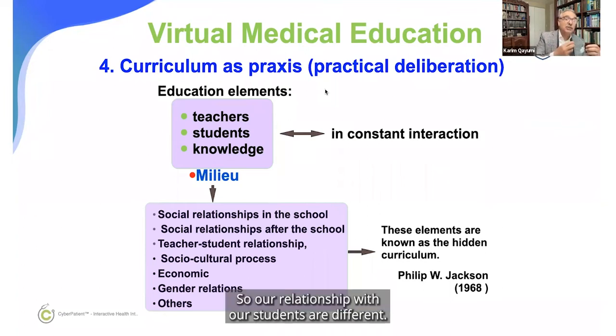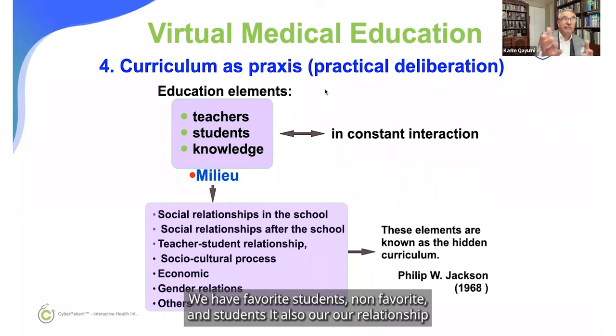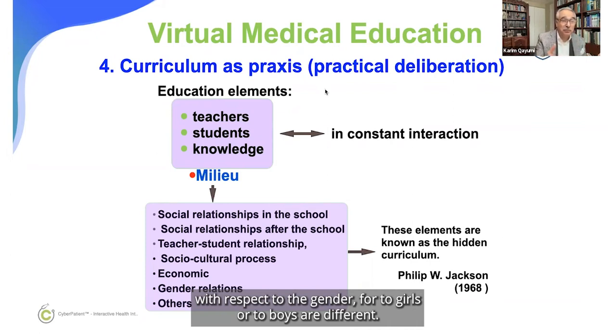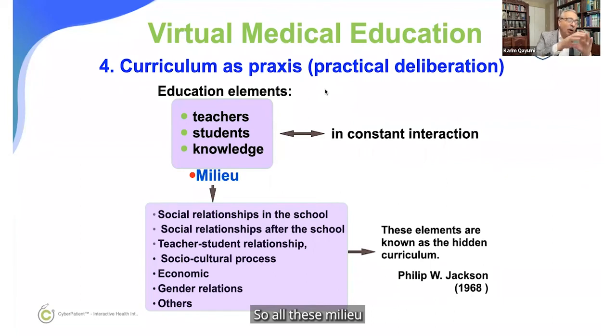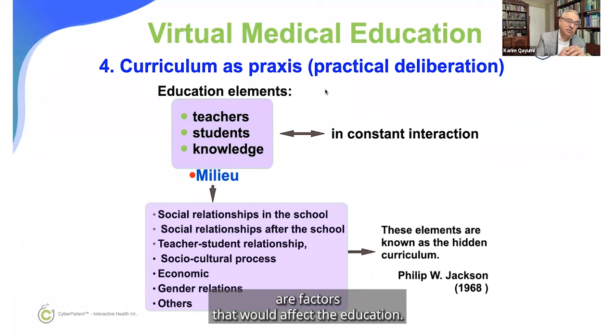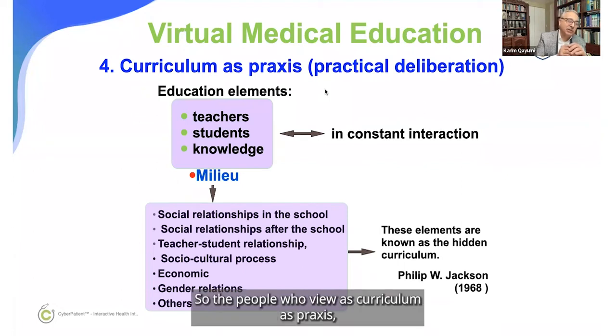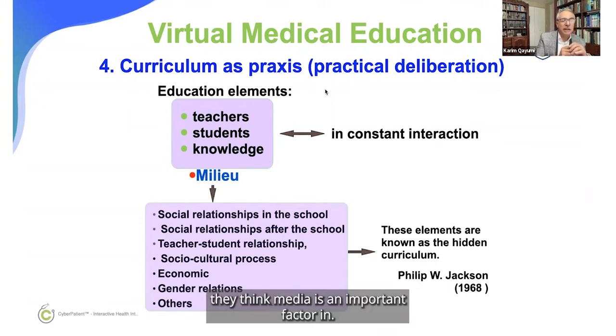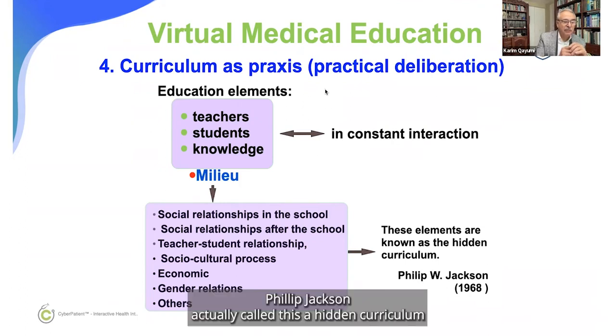So our relationships with our students are different. We have favorite students, non-favorite students. And also our relationships with respect to gender, to girls or to boys, are different. So all these milieus are factors that would affect education. So the people who view curriculum as praxis think milieu is an important factor. And Philip Jackson actually called this a hidden curriculum.